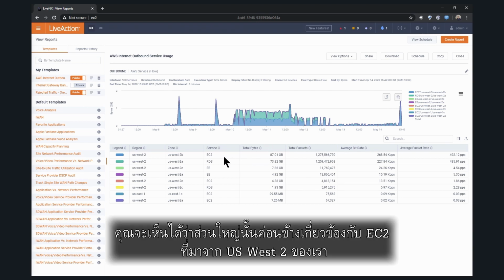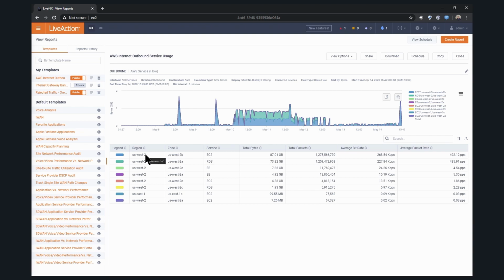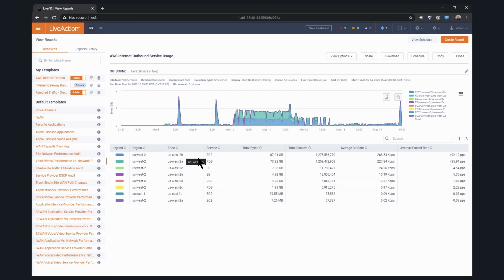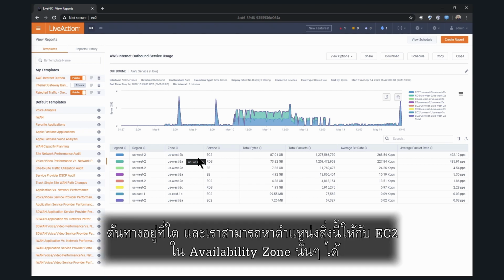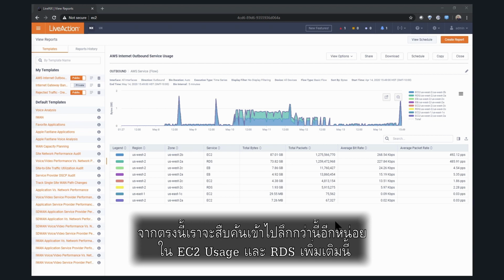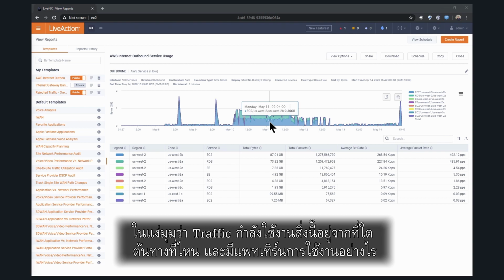So you can see that the majority of it is really related to the EC2 out of our US West 2, specifically the 2B availability zone. So this is useful to understand when there's charges coming back in terms of network traffic, where is it actually originating? And we can pinpoint this down to the EC2 in a particular availability zone. So from here, let's investigate a little bit further into this additional EC2 usage and RDS in terms of where is the traffic that's using this originating from, and what's the usage patterns.